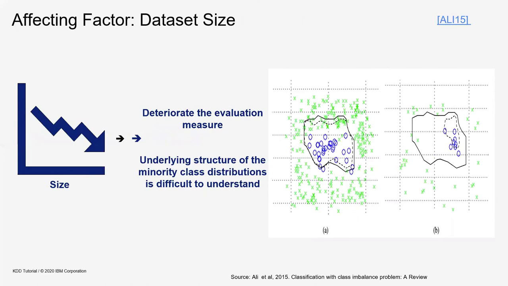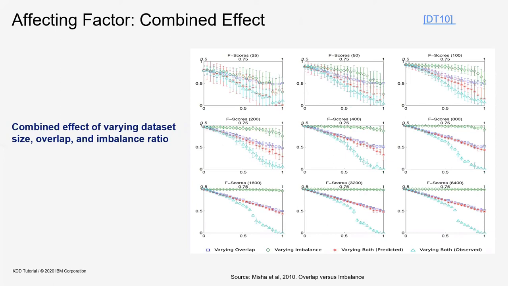Similarly, the data set size is another factor that affects the imbalance. So having a data set of size 100 versus a data set of size 10,000 is going to make a difference. And frankly, the point is that all these effects in a combined way affect the imbalance ratio much more than just counting the number of points.